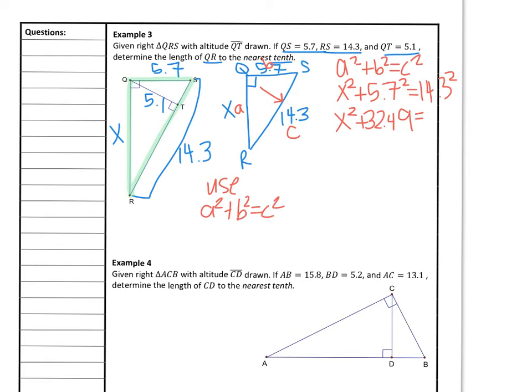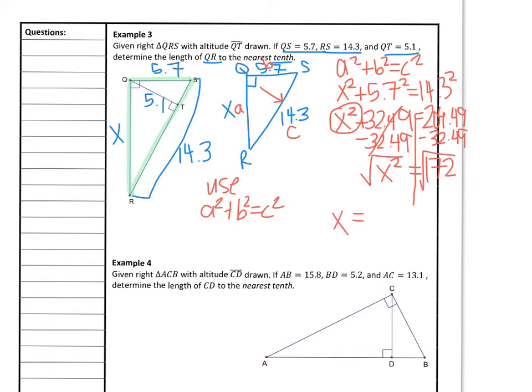14.3 squared is 204.49. Okay, and then at this point we're solving for x, so I'm going to go ahead and subtract to start to isolate x. So subtract your 32.49 from both sides. Those cancel out. We get x squared is equal to 172. And then square root, we end up with x is equal to 13.